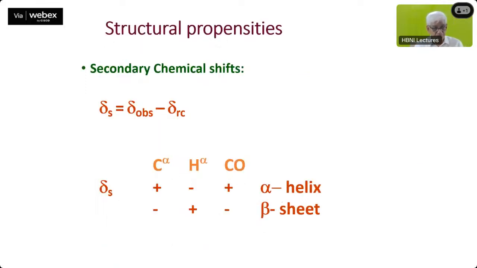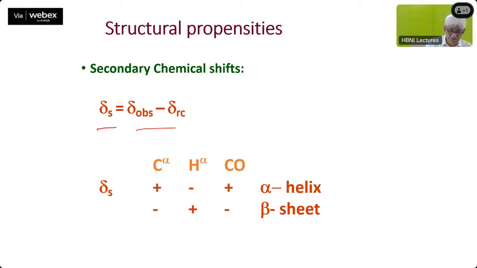Secondary chemical shifts are defined in this manner. Delta S is the secondary shift, delta observed minus delta RC. Delta RC means random coil. So if the protein were not folded, in the completely unfolded state, what is its chemical shift? That is called the random coil. Therefore, this is an indicator of the degree of folding, how much the protein has folded. And this you can measure for the various nuclei.